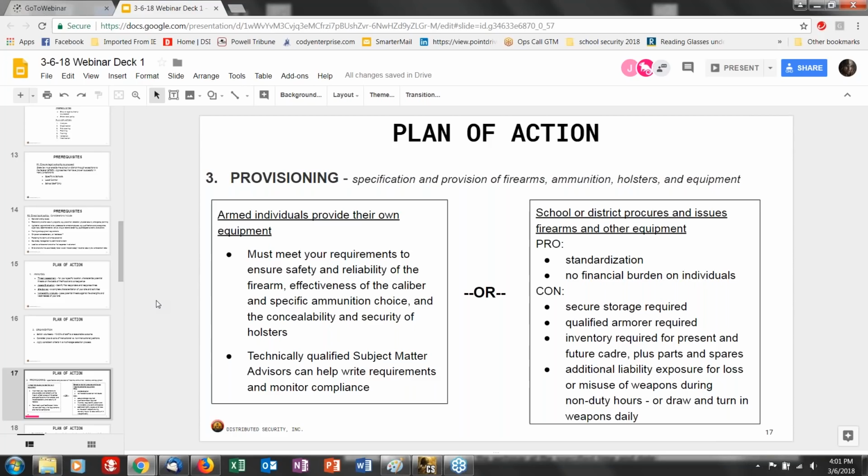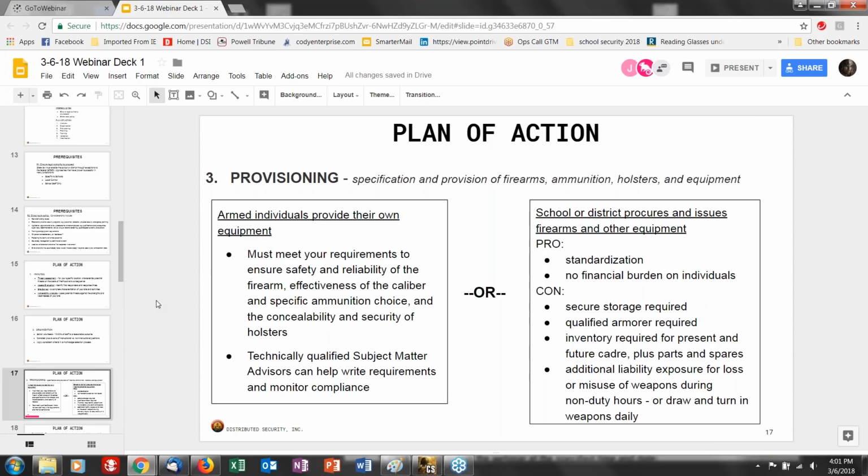plus parts and spares. All of that essentially means that you would have to establish and man and maintain an armory operation similar to what most law enforcement agencies do. And that is rather outside the scope of what most schools and school districts are willing or able to undertake.